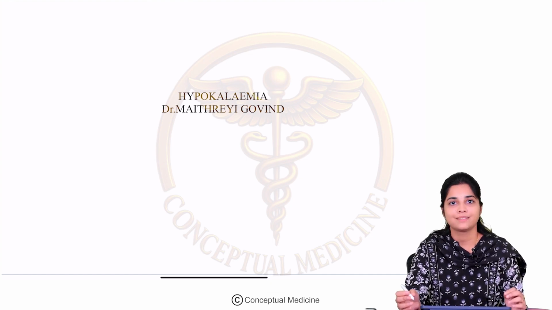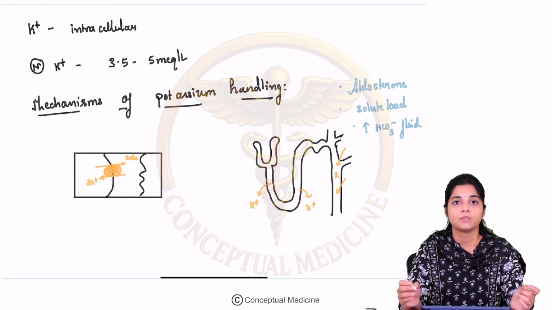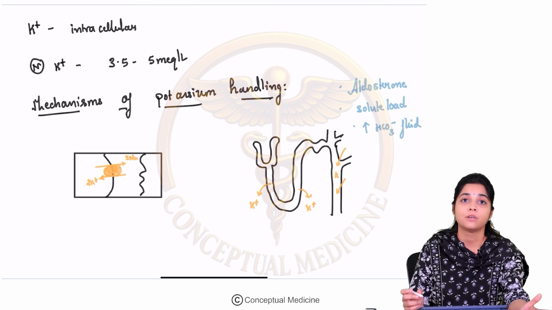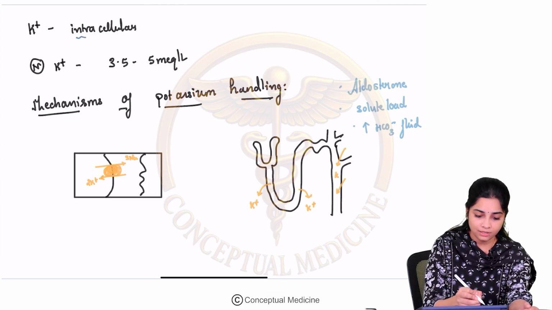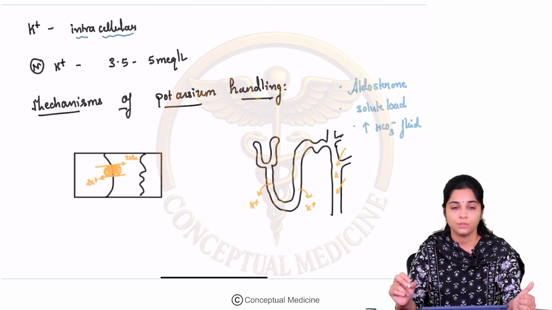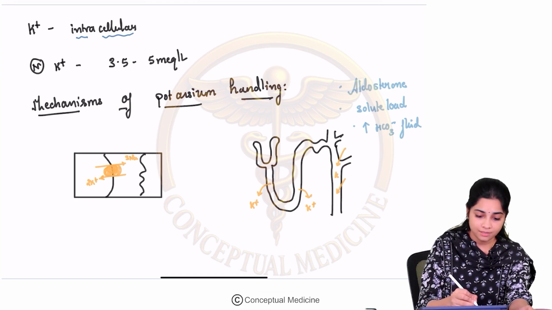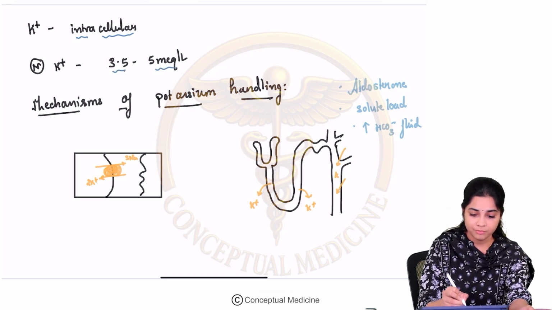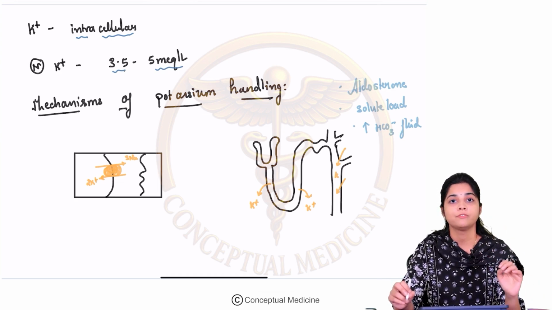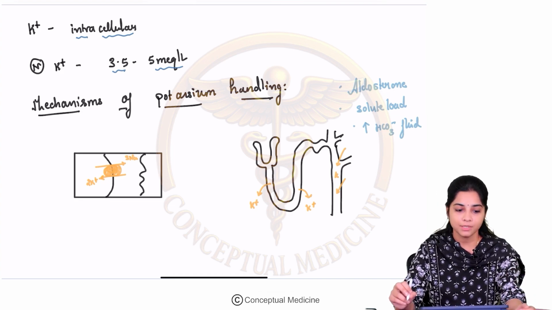Let us understand some basics of potassium before moving on to hypokalemia. We know that potassium is a predominantly intracellular ion, right? The normal potassium levels are between 3.5 to 5 milliequivalents per liter only. Can you see that the normal sodium is 135 to 140? The normal potassium is around 3.5 to 5 milliequivalents per liter.